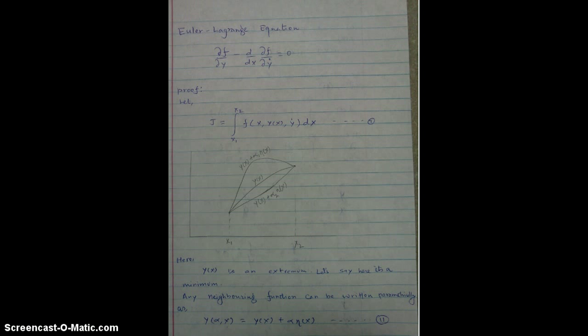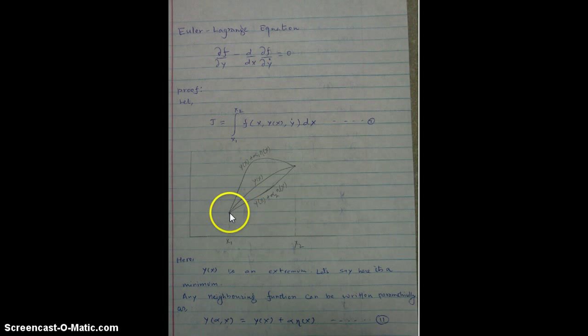I have taken the basic problem of calculus of variations: to determine the function y of x such that this integral would be an extremum. In this particular case, I have supposed it to be a minimum. So here the function f is a function of three variables, x, y and y dot, and y itself would be a function of x. So as a whole, this function f would be a function of only the variable x. Therefore the limits are from x1 to x2.